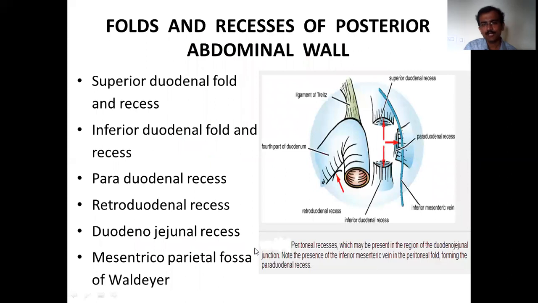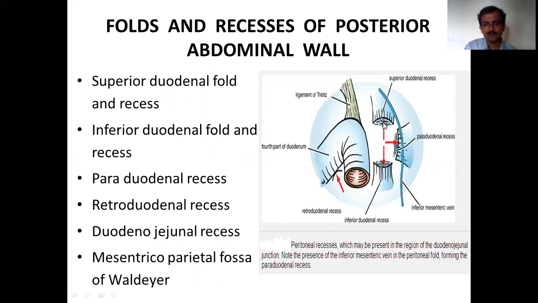There are some folds and recesses in the posterior abdominal wall. You need to study around the duodenum here. So here you can see the fourth part of the duodenum and the duodenojejunal flexure, the duodenum and jejunum. The duodenojejunal flexure is suspended by the ligament of Treitz.